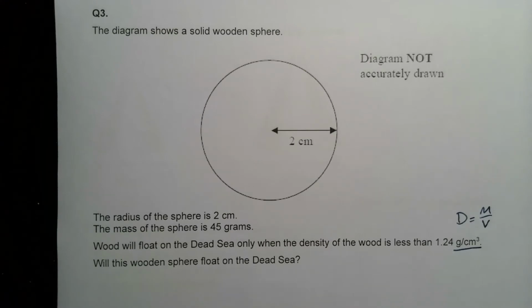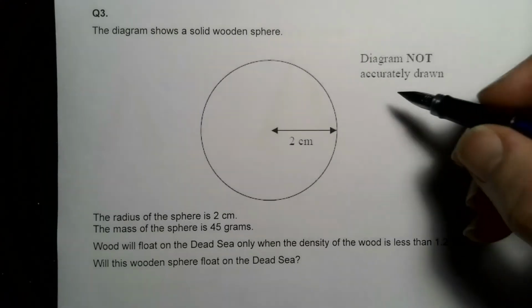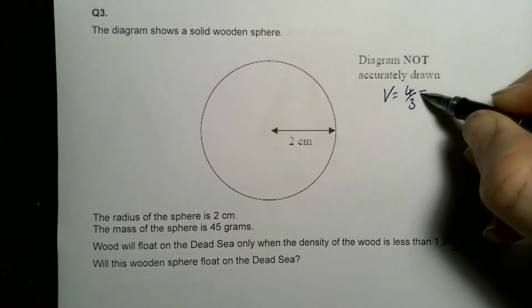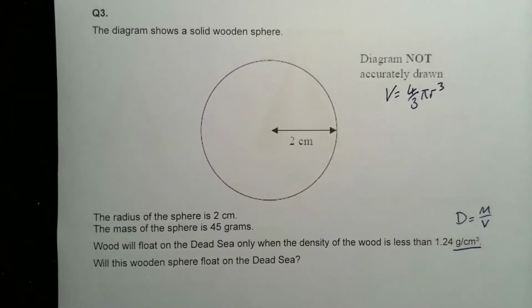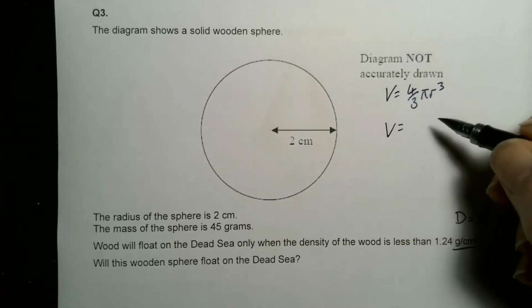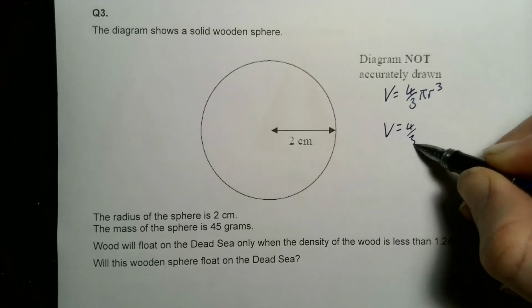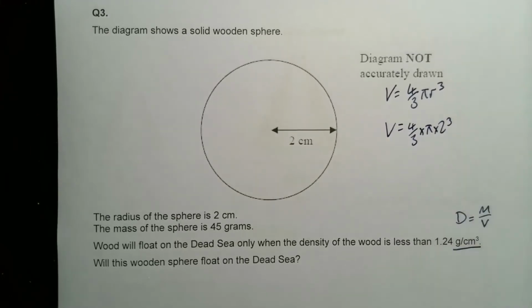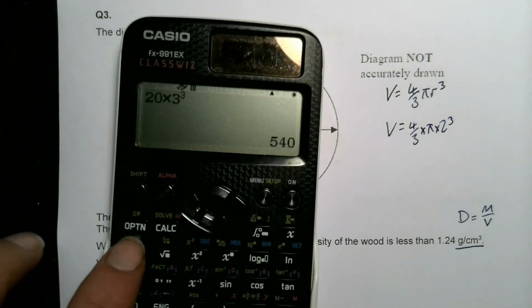Now the radius of a sphere is 2 centimetres. The volume of a sphere is 4/3 pi r cubed. Don't worry, for the shape you're going to get in the test, you will be given the formula for the volume. So we need to whack 2 into there to give us the volume of the sphere. So it's going to be 4/3 times pi times 2 cubed. So pop that into the calculator.